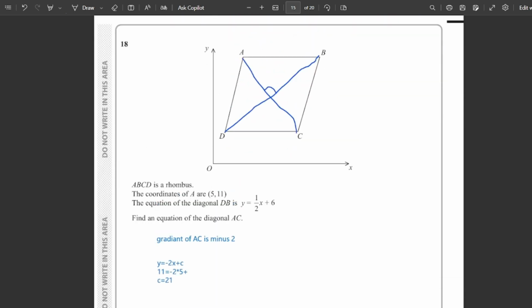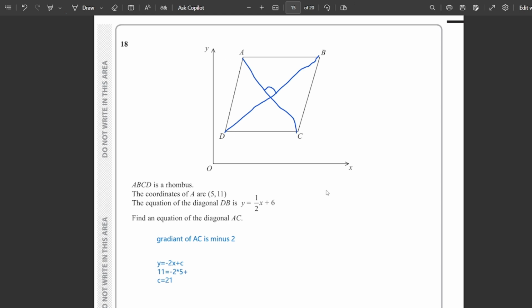Then moving on to question 18. A, B, C, D is a rhombus. The coordinates of A are 5, 11. The equation of the diagonal DB is y equals a half x plus 6. Find an equation of the diagonal AC.